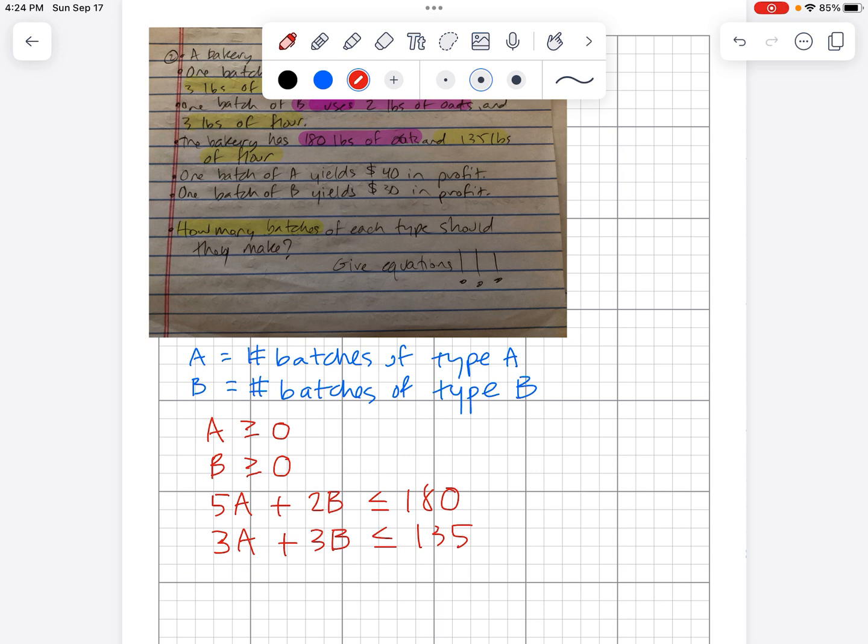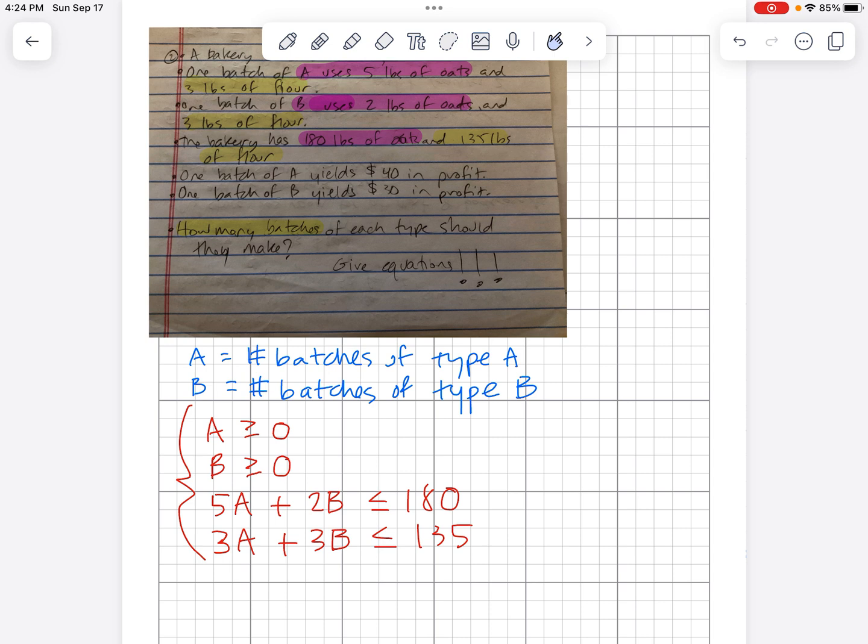Okay, so we call this our system of constraints. And this should look just like what we did in class the other day. Okay, I have a system of inequalities. The next step then, and the reason I have this with graph paper in the background, is we want to graph this system.